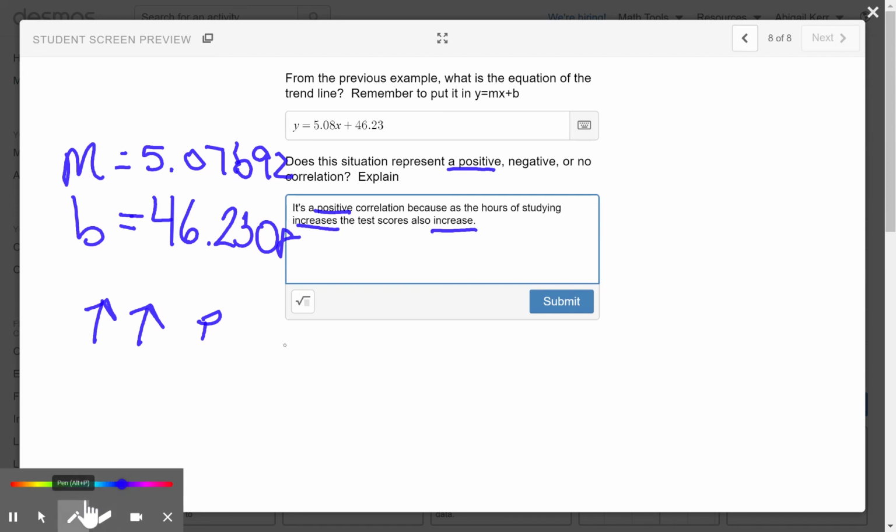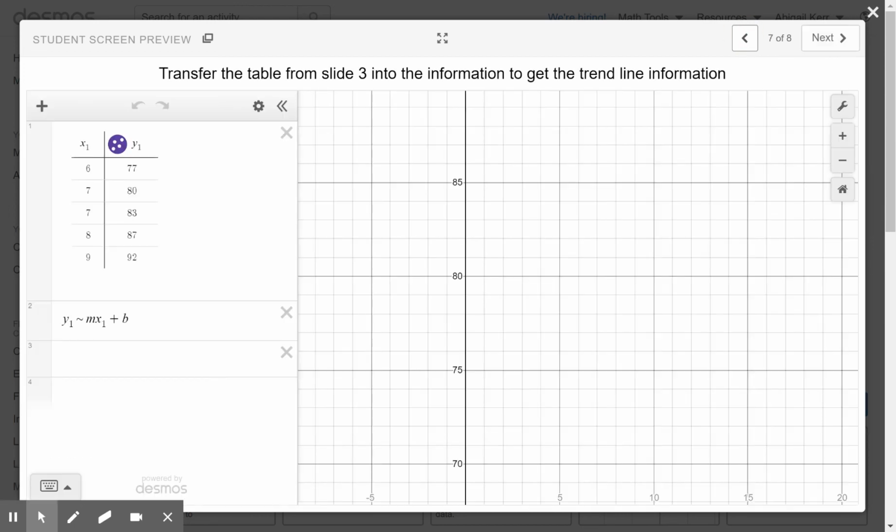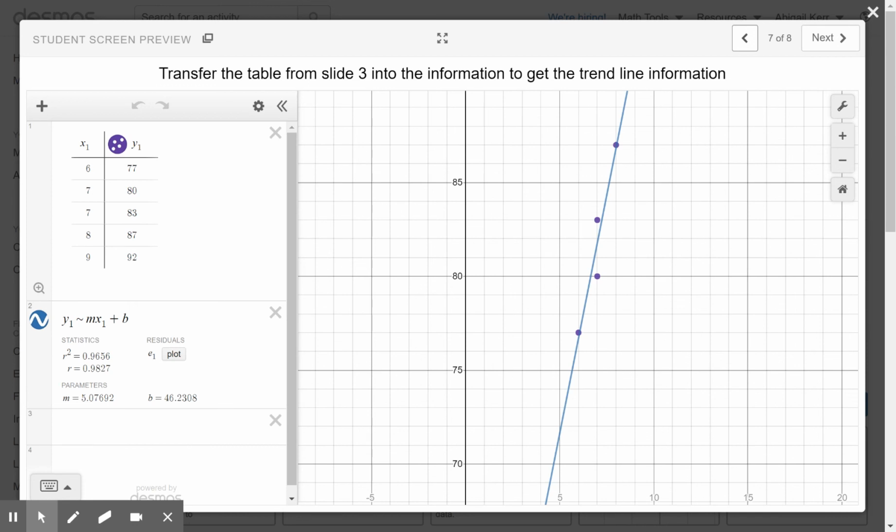You can also check that if you look at the slope right here is a positive 5. So that's how you know it will be a positive. And also you can check your data set in slide number 7. And notice that it is trending upward, up and to the right. So that's also a positive correlation because it's going up and to the right. So that's another way that you can check.